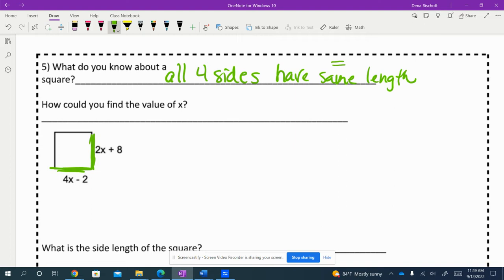How could you find the value of x? Well, isn't this side the same as this side? Right? Their measures are the same. So what does that mean? Yeah, but I'm looking at both sides. How do I figure out what x is? What do I have to do with those two sides? If those sides are the same, that means their measures are equal. So can't I say that 4x minus 2 equals 2x plus 8?